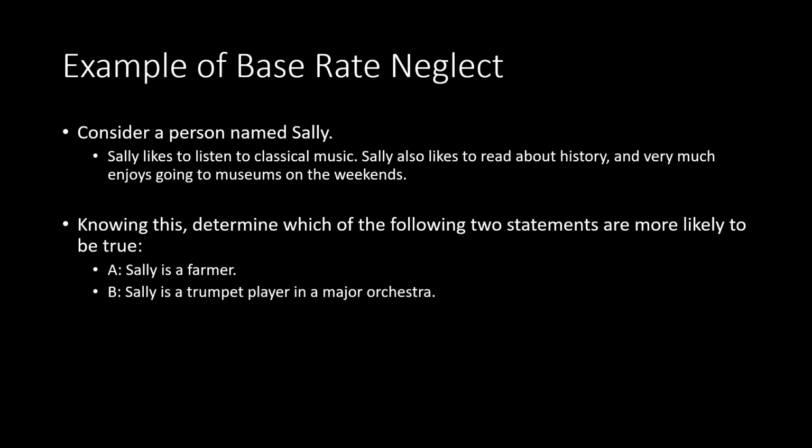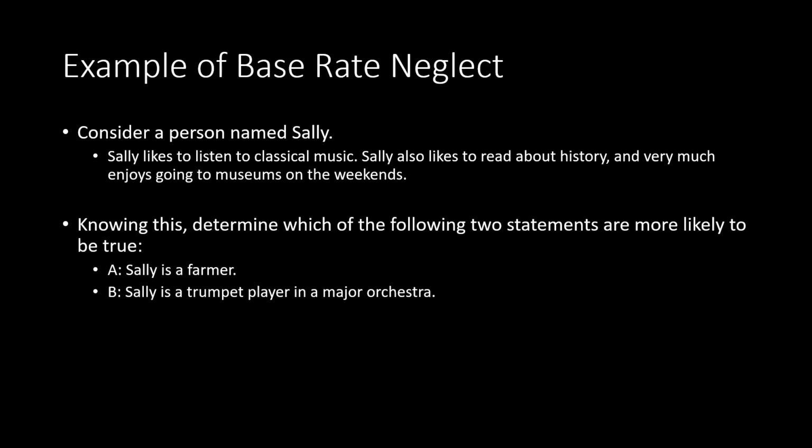Now, of course, you're probably sensing that there is a trick here because we just talked about base rates, and well, you'd be right, I guess. But here, really what I want you to think about is which of the two options you sort of intuitively lean towards. The majority of people are going to select B, where Sally is a trumpet player in a major orchestra, as opposed to Sally is a farmer.